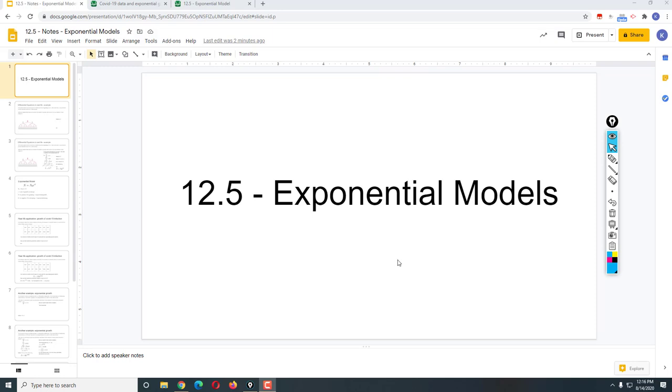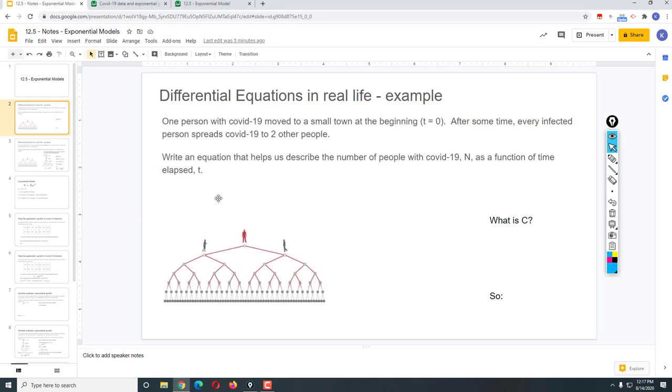12.5 Exponential Models. In the last two lessons, we learned how to solve differential equations by separation of variables. One of the most important applications is exponential models. So here's an example. At t equals 0, one person infected with COVID-19 moved to a small town.